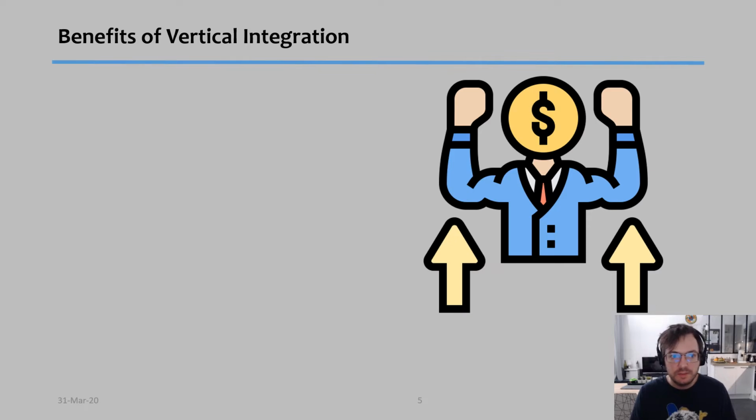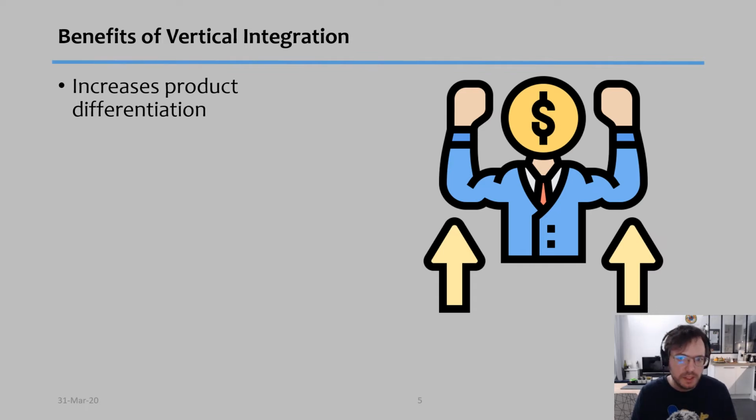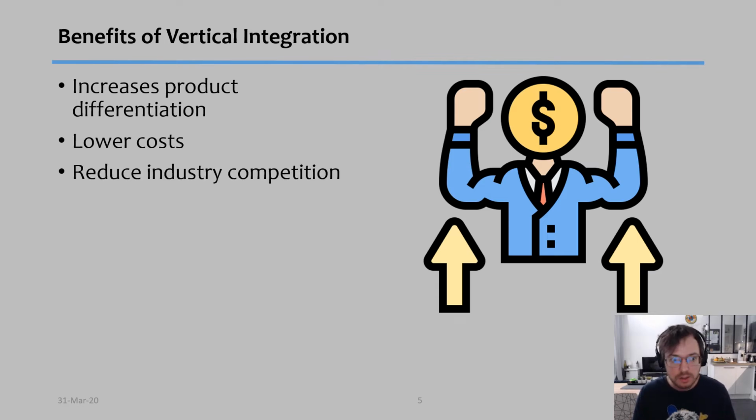Vertical integration has many benefits, and the first big one is that it increases product differentiation, because it allows you to understand the needs of the clients further down the supply chain. It lowers costs as well, because now you don't have to pay commissions, for example, to your suppliers. Rather, that commission stays with you, so it allows you to achieve better costs. Another advantage is that it reduces competition, because now you are more independent, let's say.